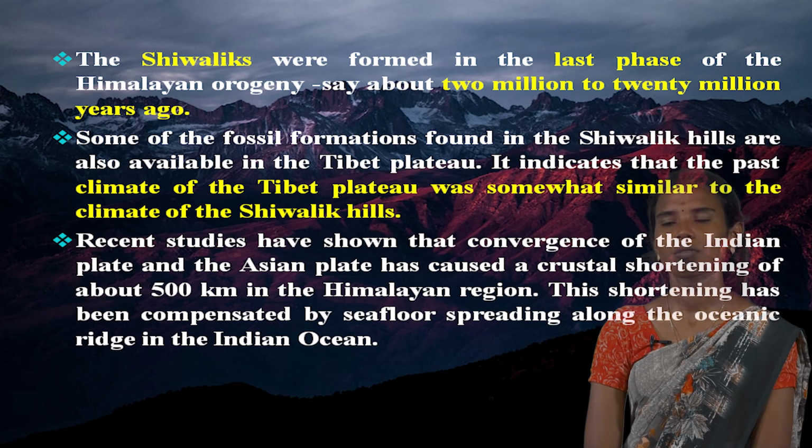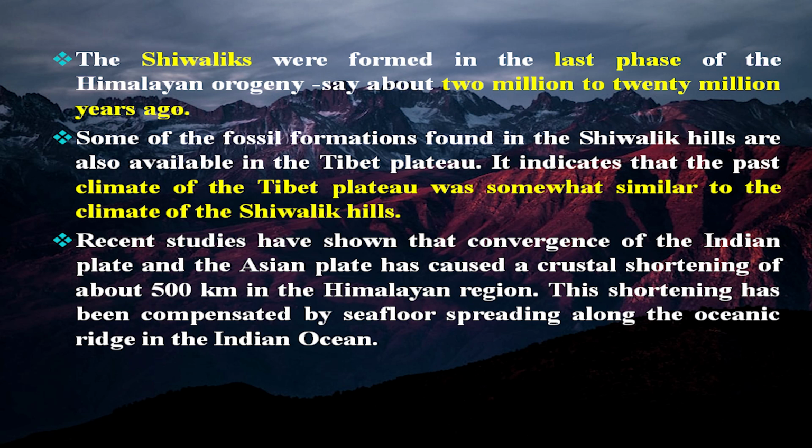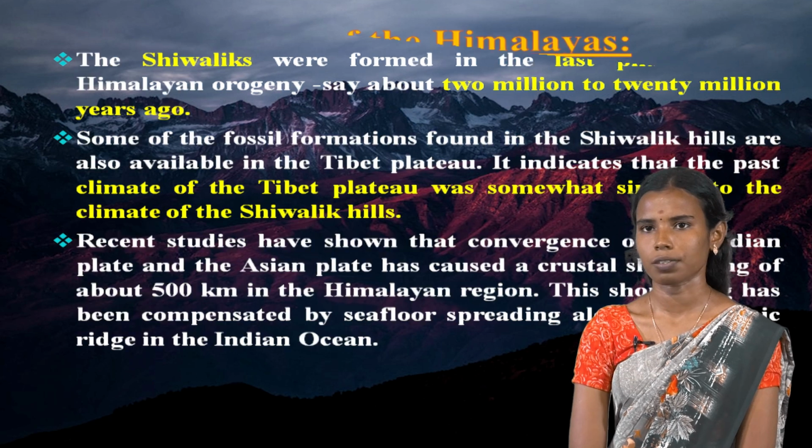Recent studies have shown that the convergence of the Indian plate and the Eurasian plate has caused a crustal shortening of 500 km in the Himalayan region. This shortening has been compensated by seafloor spreading along the oceanic ridges in the Indian Ocean.